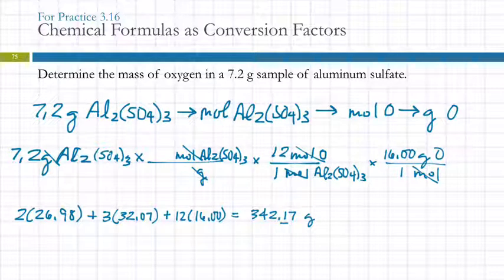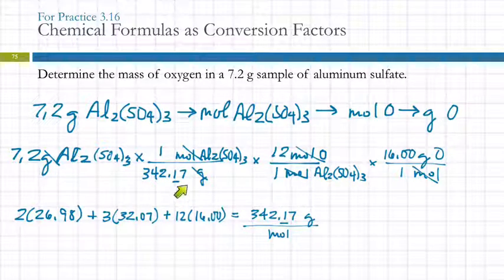So that's grams per mole for aluminum sulfate. So that's the number I need over here. 1 mole of it weighs 342.17 grams. I think it's best to keep those extra digits along just to avoid rounding errors.